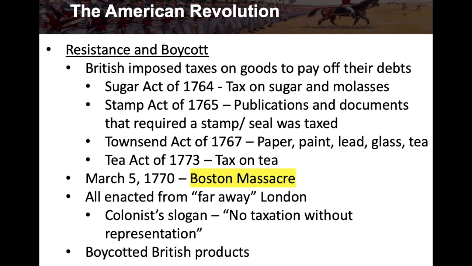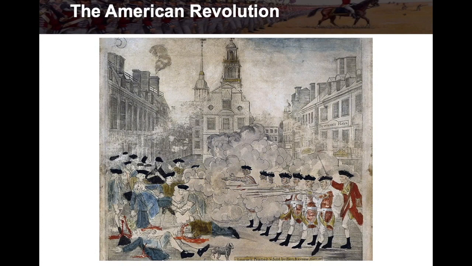And the colonist slogan was, you probably heard this before, no taxation without representation. They were being taxed, but yet they had no way of voicing anything in Parliament, because Parliament was in London, not in the New World, not in the colonies, and they were being taxed. So they were saying no taxation without somebody being in Parliament to speak for us. And so what they did was they began to boycott British products. There's a picture of the Boston Massacre.